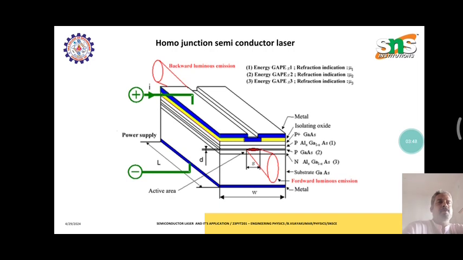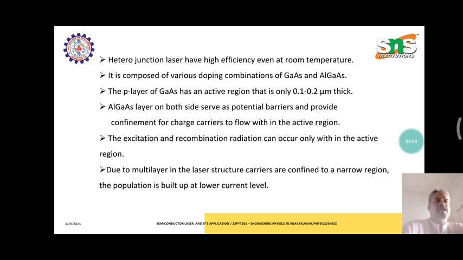This is the second one, the heterojunction semiconductor laser. Multiple layers of N type and P type form different layers, and between them two metal contacts are connected in forward bias. The heterojunction laser has high efficiency at room temperature. It is composed of various doping combinations of gallium arsenide and aluminum gallium arsenide. The thickness of the active region is 0.1 to 0.2 micrometer.